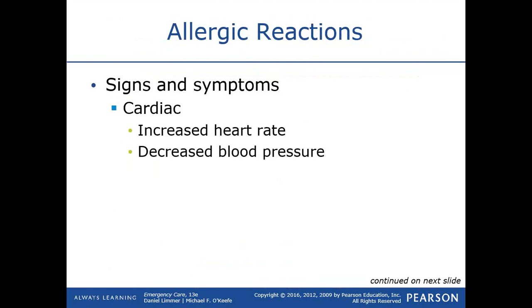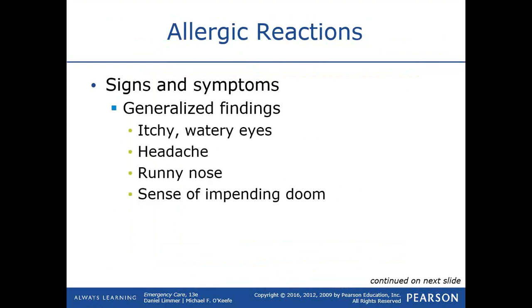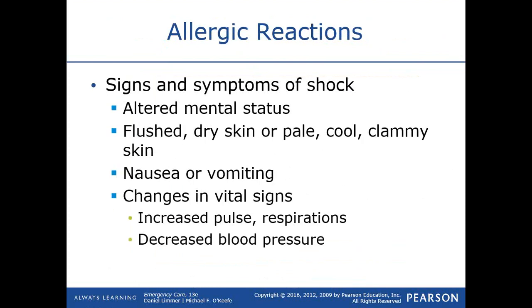The cardiac signs and symptoms, because of the shock, you're going to see an increase in heart rate and a decrease in blood pressure. Eyes can be itchy and watery. They can have a headache, a runny nose, and certainly a sense of impending doom if they're becoming hypoxic from the upper airway swelling and the bronchoconstriction. As the allergic reaction continues into anaphylaxis, they can have altered mental status. Their skin can be flushed. When they go into shock, they can be pale, cool, and clammy.